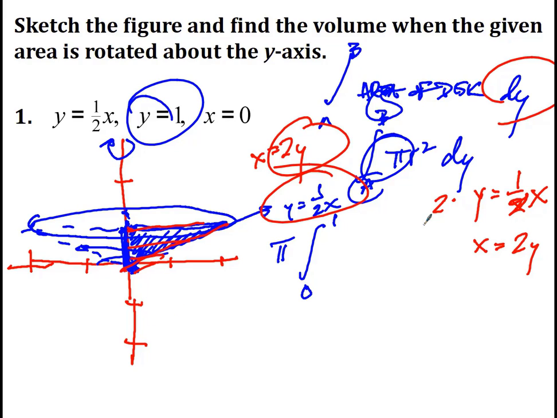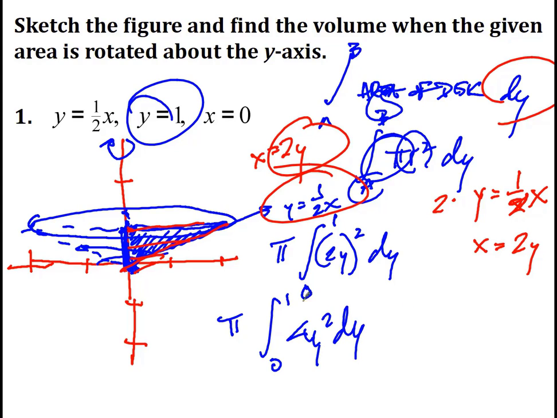So we took the pi out. It's pi r squared. So our radius is 2y squared dy. And that's going to be pi from 0 to 1 of 4y squared dy. And I can take this 4 out because that's just a constant. So I have 4 pi from 0 to 1 of y squared dy.